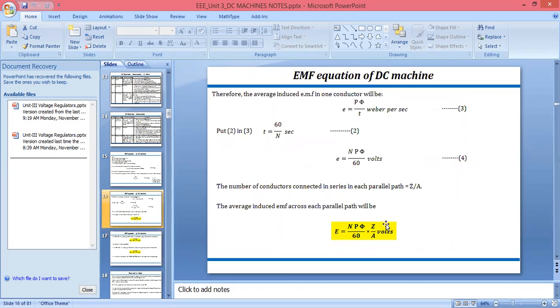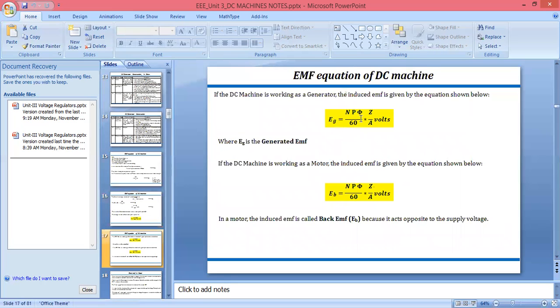You can see here, the number of conductors connected in series in each parallel path will be Z by A. So you can take EMF equal to NPφ upon 60 into Z by A. If this EMF is in a DC generator, you can call it the generated EMF. And if this EMF is induced in the DC motor, then we can call that EMF the back EMF.